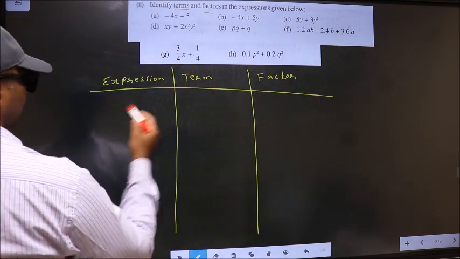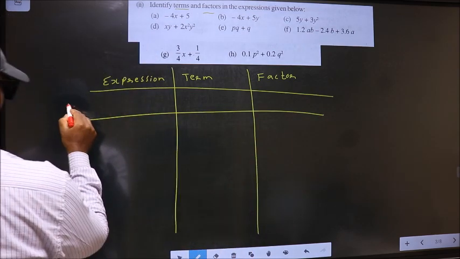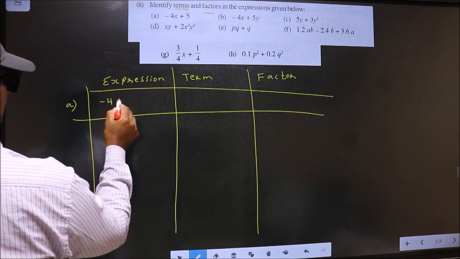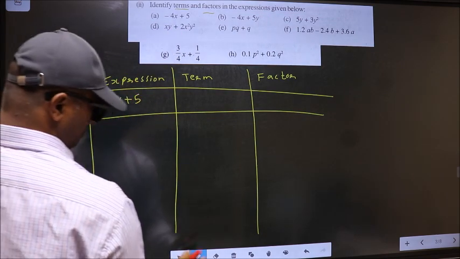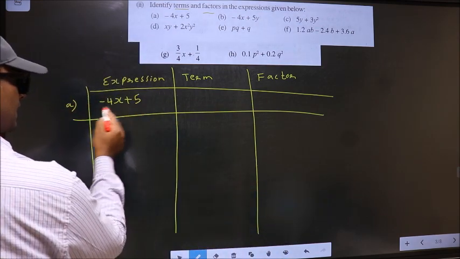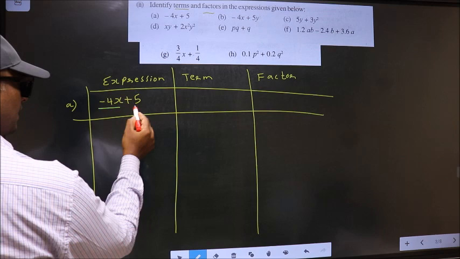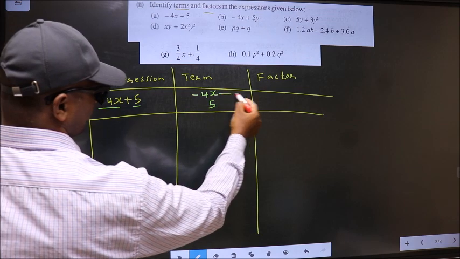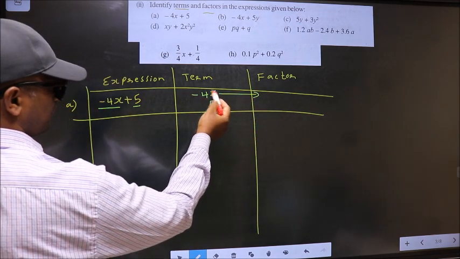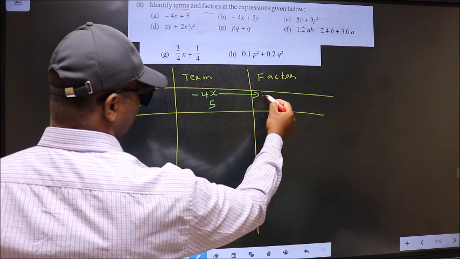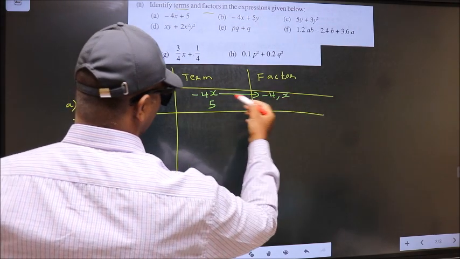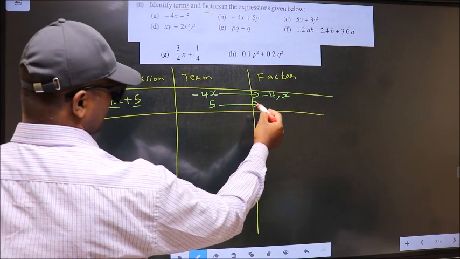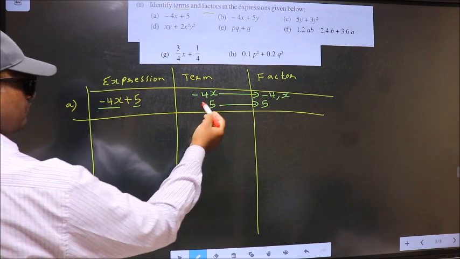Now A1. A is minus 4x plus 5. Now in this expression, the terms are this and this, that is minus 4x and 5. Now to get the factors, what all should we multiply to get minus 4x? We should multiply minus 4 and x to get minus 4x, so these are its factors, and 5 as it is. This is for A.